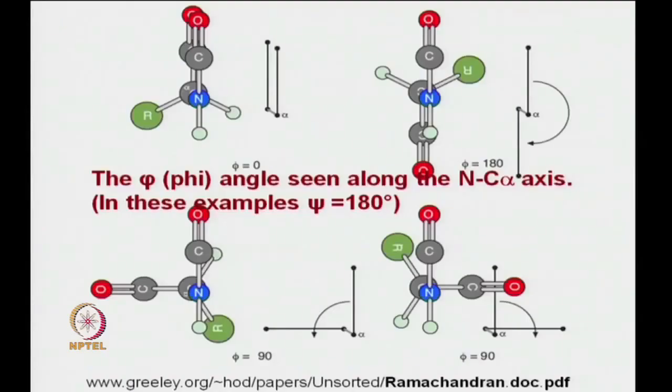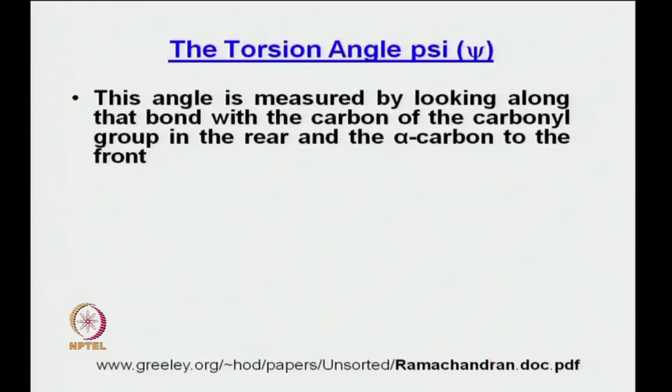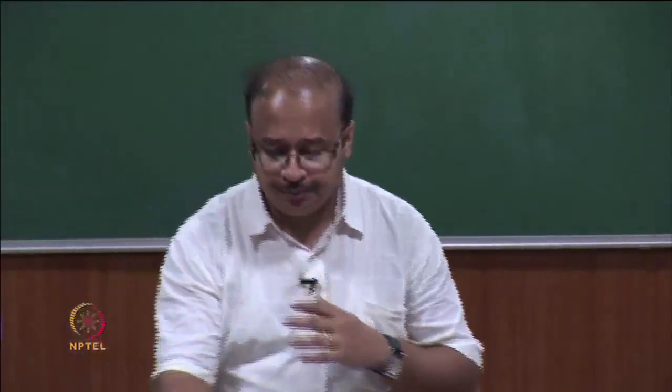The phi angle, this is as seen along the N C alpha axis, that is what we are looking at, and here we have kept psi as 180 degrees. Okay. Now, once we have talked about phi, let us talk about psi. What are the torsion angles psi? This angle is measured by looking along that bond with the carbon of the carbonyl group in the rear and alpha carbon to the front. Okay. So, that means with the carbon of the carbonyl group in the rear, it does not matter how you look at it, there I think we had the other way around.